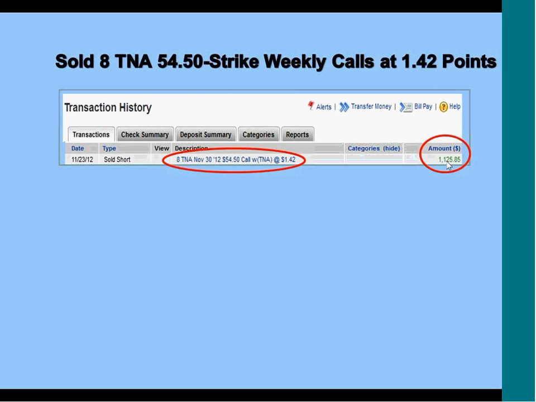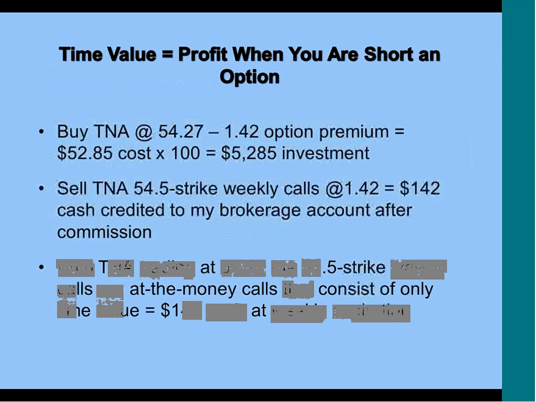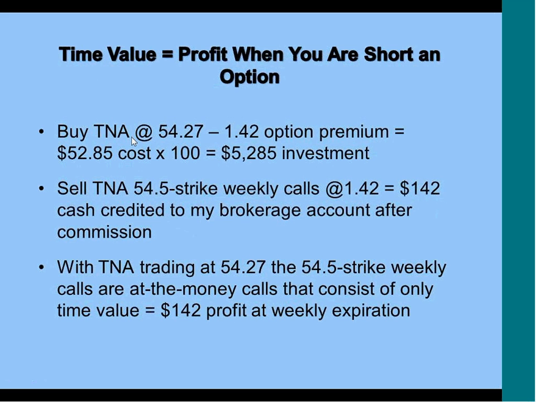So I had already owned TNA at that point, but if you were to initiate a new covered call trade, you would have paid $54.27 for TNA minus the 1.42 option premium. So your cost for this covered call trade at that point would have been $52.85, so your initial investment is $5,285.